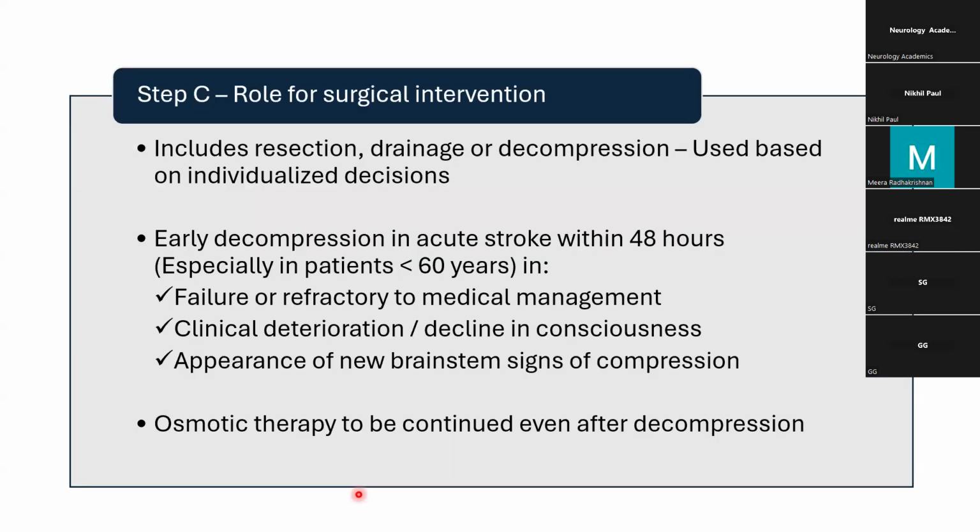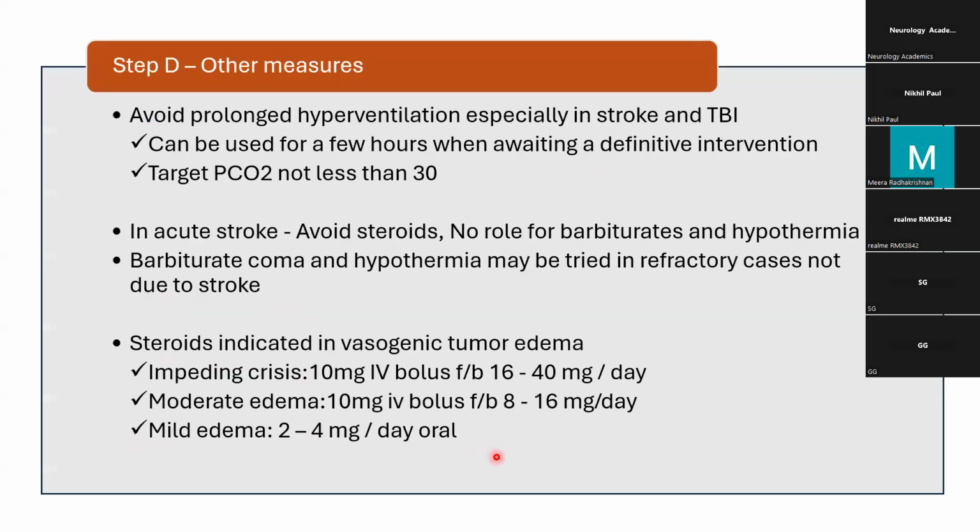Step C is the route for surgical intervention. Based on the etiology, we can go for resection, drainage, or decompression procedures. For a stroke patient who is under 60 and presenting within 48 hours, early decompression within 48 hours is recommended when there is failure or refractoriness to medical treatment, clinical deterioration or decline in consciousness, or appearance of new brainstem signs of compression. And the important thing is to continue osmotherapy even after decompression has been done.